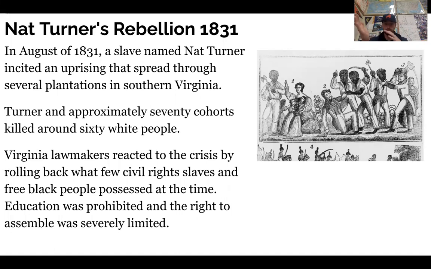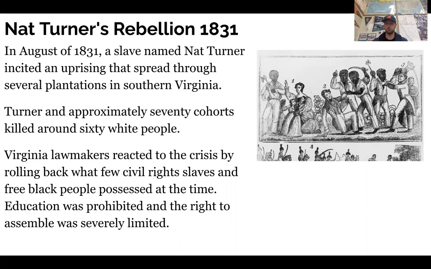As a result, Virginia lawmakers reacted to this crisis by rolling back what few civil rights slaves had, and even what few civil rights free Black people had at the time. Education was prohibited, and the right to assemble was severely limited for Black slaves and free Black people in Virginia.